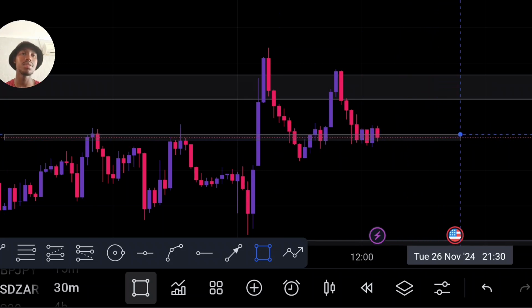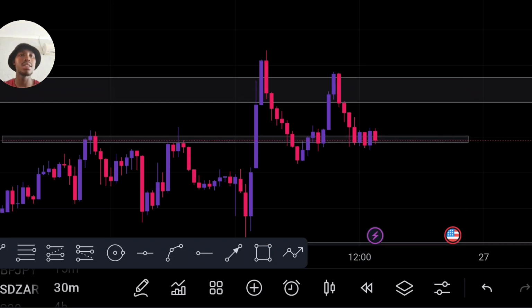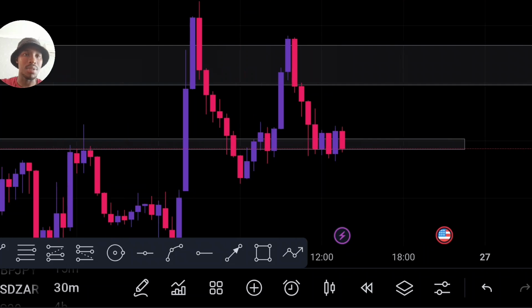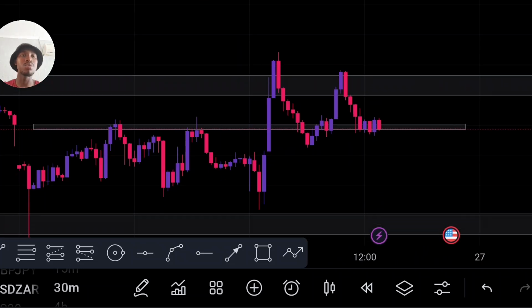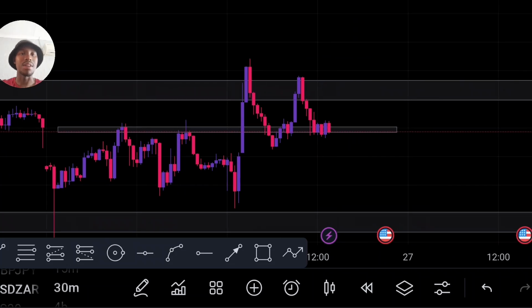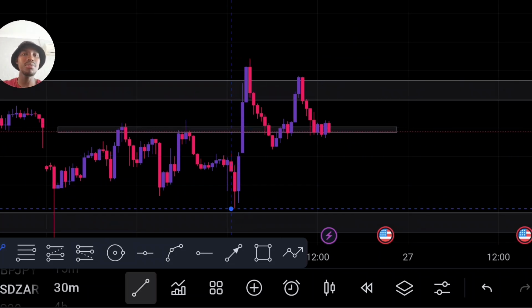Price has approached that level. It's the second time price is approaching that level. What we want to see there is a break, because we already have something like a flag. Let me show you. We already have some sort of flag that price has broken.